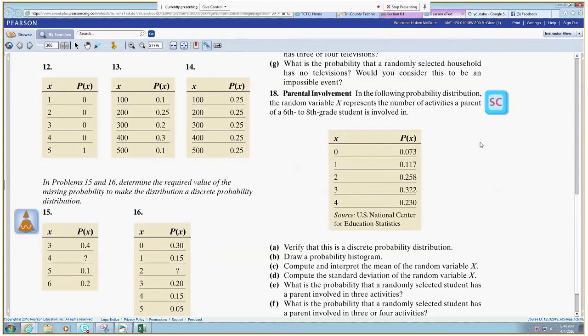Parental involvement. The number of activities a parent of a 6th to 8th grade student is involved in. 0. In other words, parents don't care about the kid at all. 1, the parents care a little bit. 2, the parents care a good bit. 3, okay, it's starting to get weird. 4 events, you got a helicopter parent hovering over the student all the time. So 0 events to 4 events.